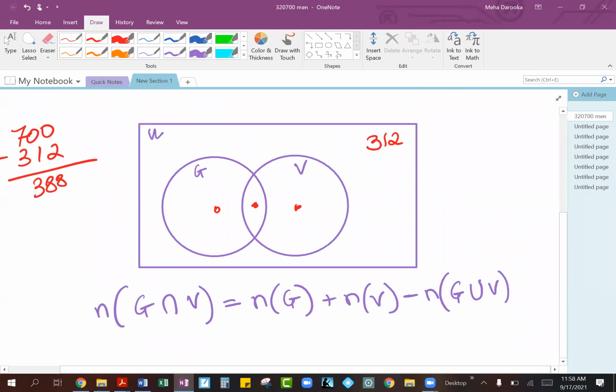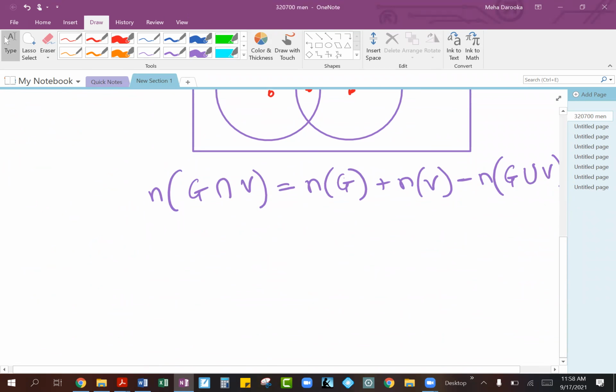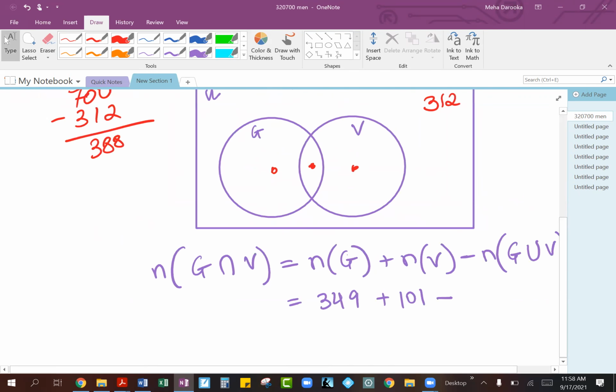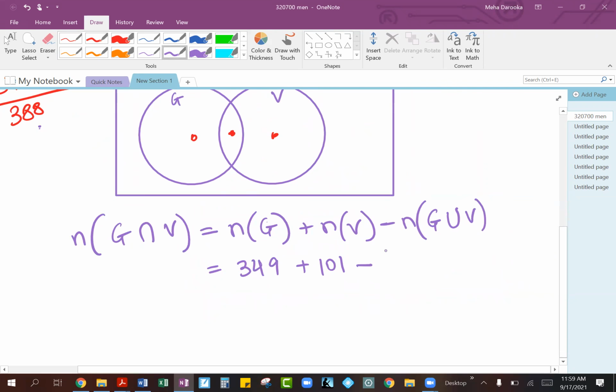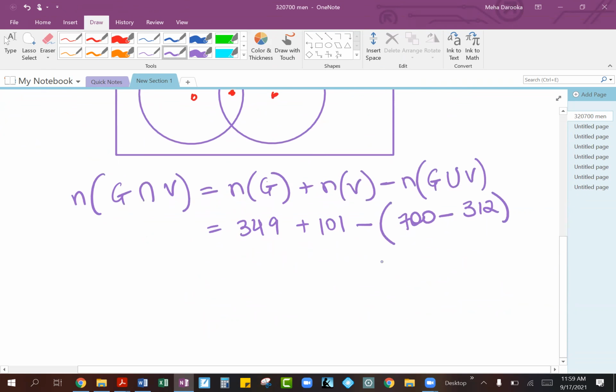Okay, so we know that we have a total of 349 gym members, so that will go over here. We know there's a total of 101 vegetarians. Now the union, we have actually already done the calculation because we know that's going to be our 388 over here. But if you want, we can do that calculation in here. So 700 minus the 312, which gives us the 388. So that's how we came up with our union value.